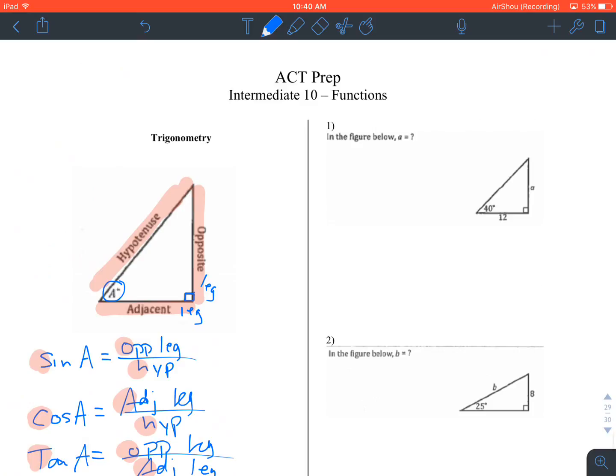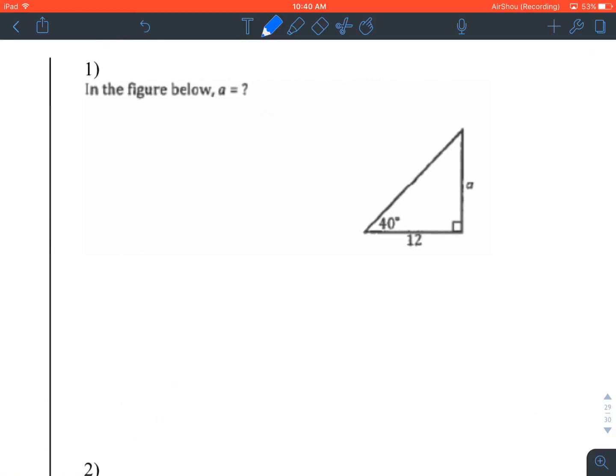Let's do an example. In the figure below, what is the length of side A? Well, using trigonometry, we're going to identify the acute angle we're using, which is 40 degrees, then identify the two sides that you have, either the lengths of that you're trying to find the length of. We know the length of 12, and we don't know the length of A. It's going to be tangent because 12 is the adjacent leg and A is the opposite leg. So we go tangent of our acute angle equals the opposite leg, which is A, over the adjacent leg, which is 12.